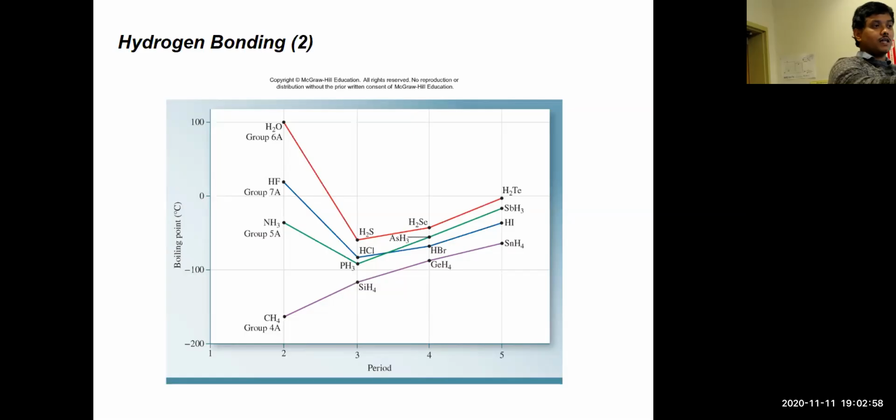Let's look at the first element from period 2 in comparison to H2O, HF, and NH3. CH4 has about negative 160 boiling point, which is the lowest of these. Again, what's the difference between CH4 and the rest of the 3 molecules sitting on the top of this list? CH4 does not have hydrogen bonding, does not have dipole-dipole interactions. It only has dispersion forces.